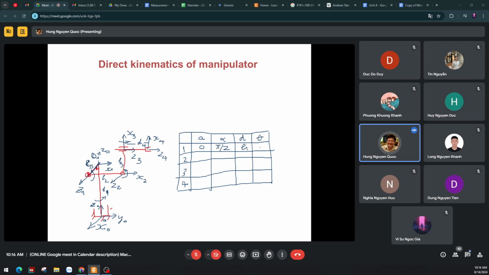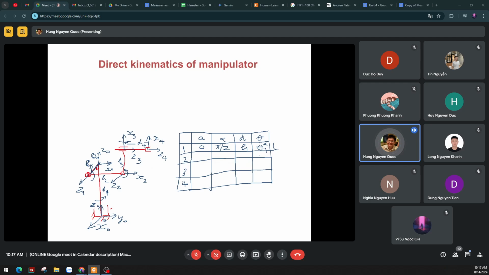And this is, of course, because it is the variable, theta 1. What is theta 1 in this case? What is the current value? Theta 1 is variable. And what is the current value of theta 1?